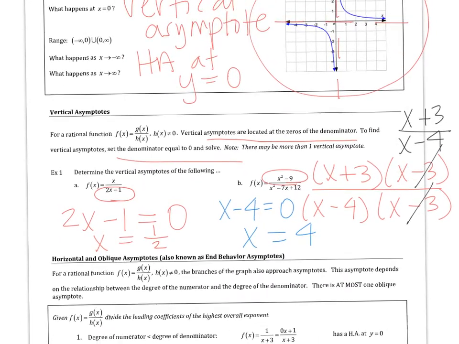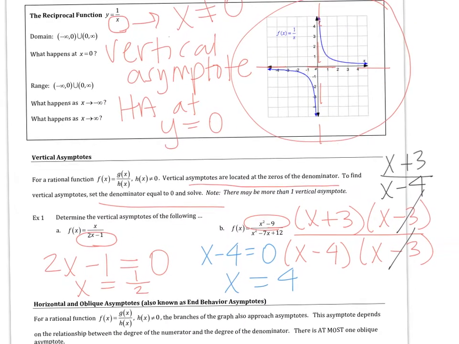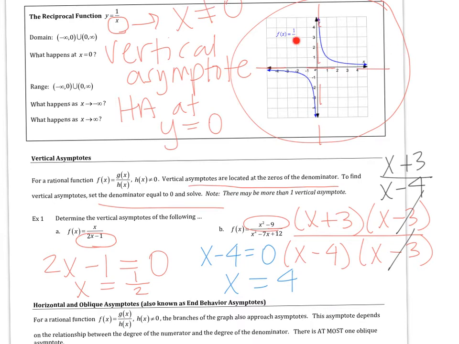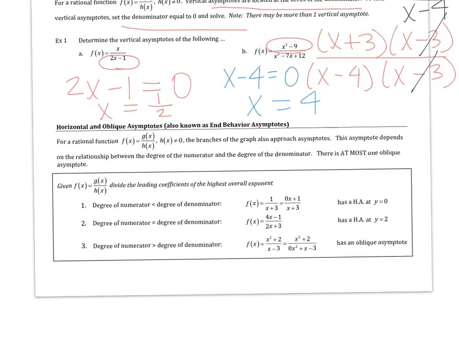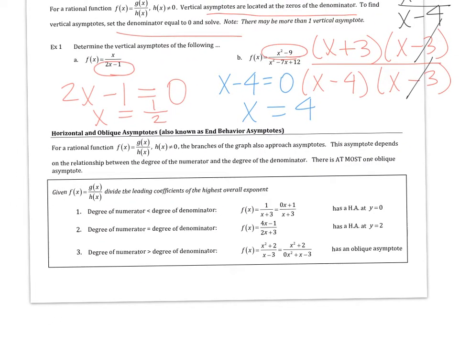Horizontal and oblique asymptotes, also known as end behavior asymptotes, like the one that we had up here, y equals 0, come from looking at the degree of the numerator in comparison with the degree of the denominator. So if the degree of the numerator, which I like to write as little d for degree and a big N for numerator, is less than the degree of the denominator, then we're going to have a horizontal asymptote at y equals 0.